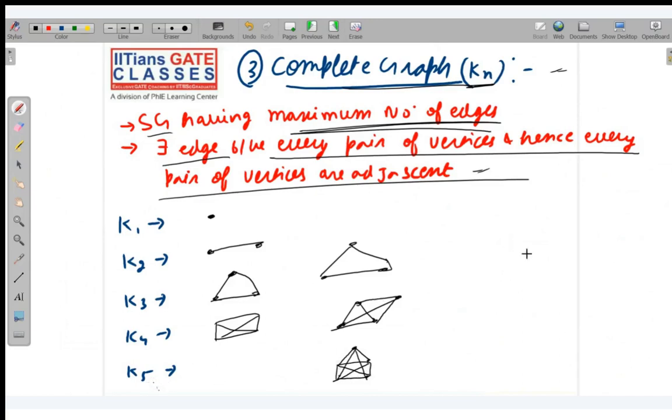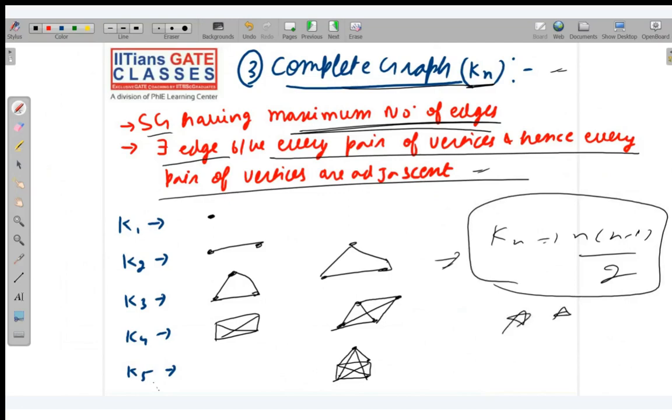So there is an edge between every pair of vertices, and hence every pair of vertices is adjacent. I have told you earlier also, complete graph Kn has n into n minus 1 by 2 edges. Very, very important. Many times this has been asked in GATE. And I have proved it by the handshaking theorem also.